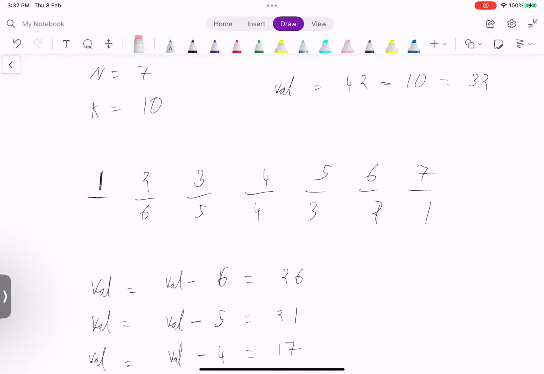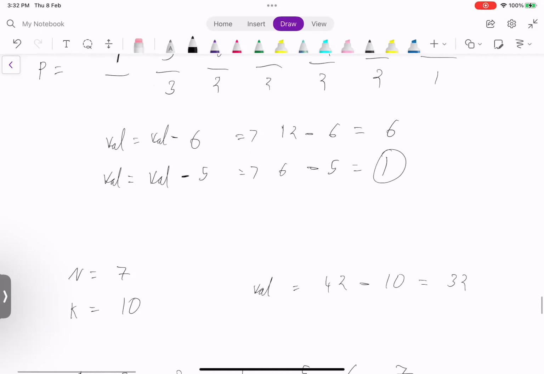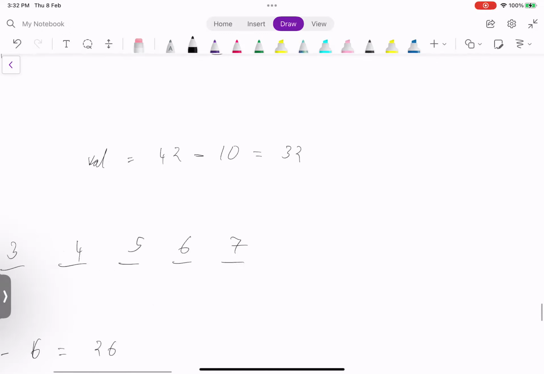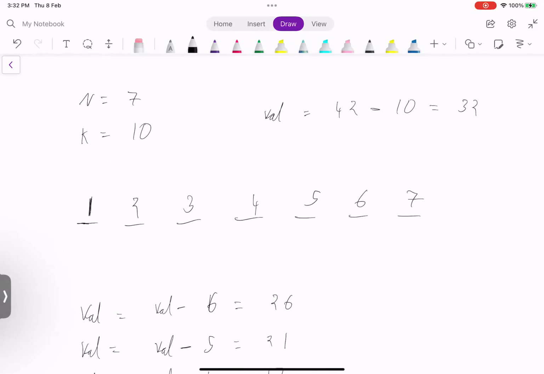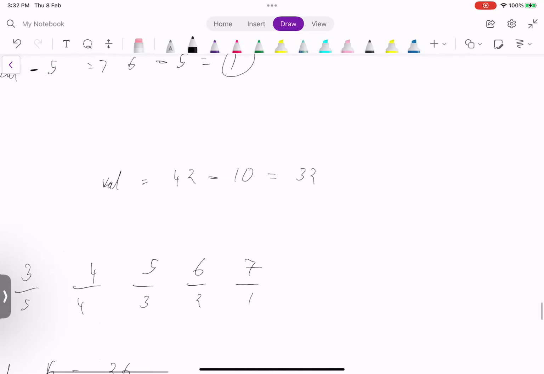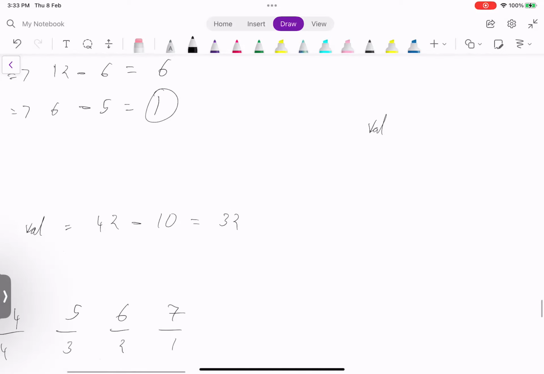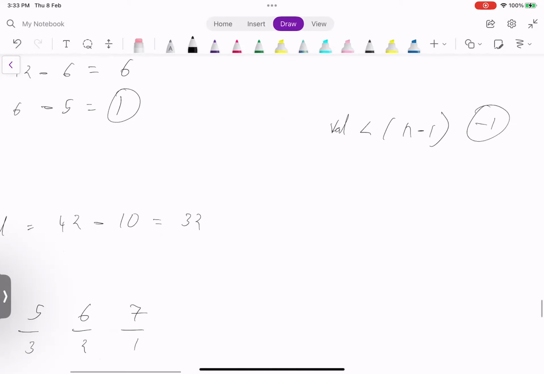So instead of handling it while constructing the permutation, you could even handle it beforehand. From this only, by just putting 1, 2, 3, 4, 5 consecutively, we could observe what values will be generated: 6, 5, 4, 3, 2, 1, right? So basically, if value is lesser than n minus 1, then it is a minus 1.